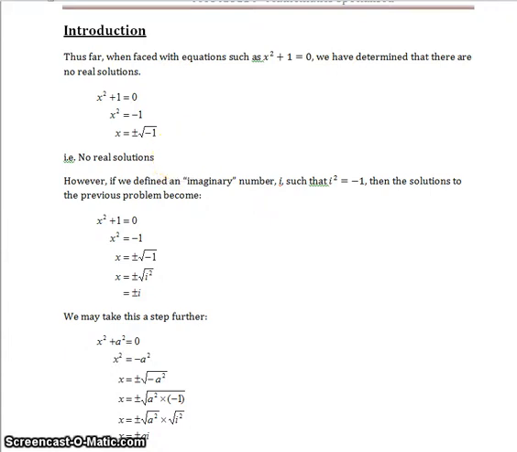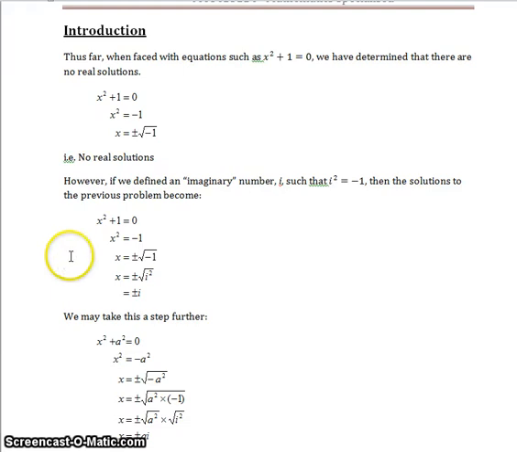But if we define what we call an imaginary number, which we'll call i, such that i squared equals negative 1, then the solutions to the previous problem become workable. And so let's have a look and see how it works. x squared plus 1 equals 0. Subtracting 1 from both sides, we get x squared equals negative 1, and then x equals plus or minus the square root of negative 1, as we had before.